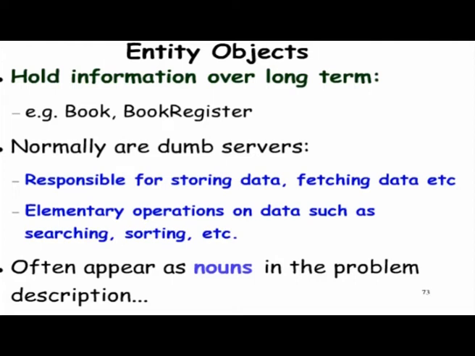The entity objects are the objects which store information for a long period of time. For example, in the library case, the different books, the book register, the member register and so on are all entity objects. Once created, they last for quite some time until they are explicitly destroyed. The main responsibility of these objects is to store data. We can query data from them, and maybe do some simple functions like sorting data, searching data, and so on. The entity objects are the ones which appear as nouns in the problem description. We will see how to identify the entity objects.